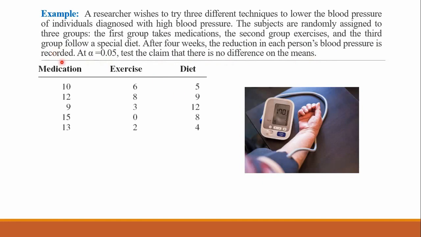The data are here. For the medication group, the values are 10, 12, 9, 15, and 13. For the exercise group, the values are 6, 8, 3, 0, and 2. For the diet group, the values are 5, 9, 12, 8, and 4.